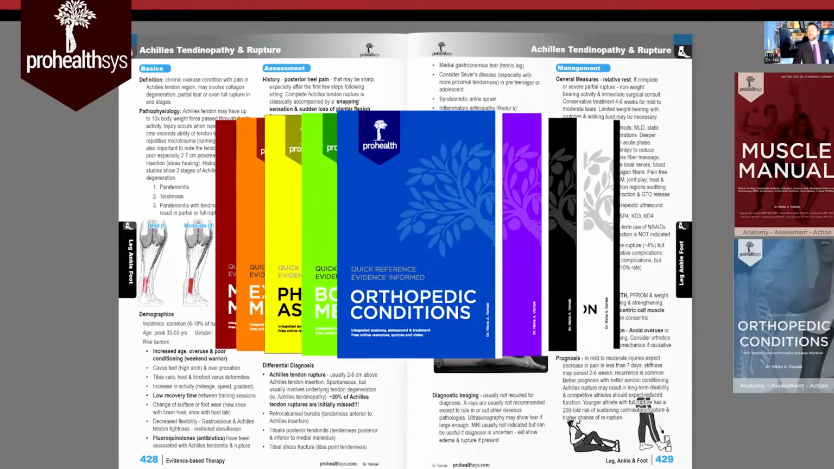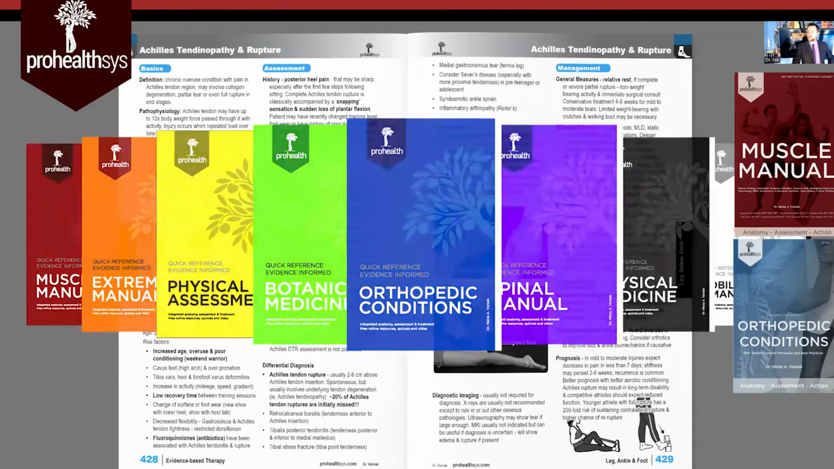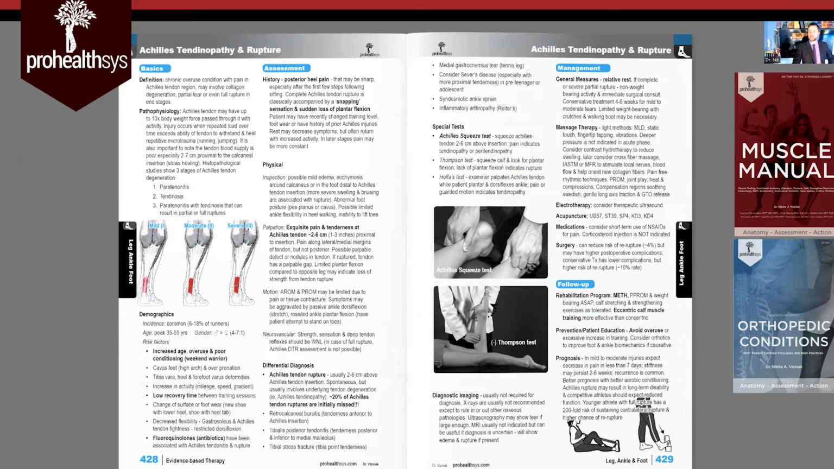Achilles tendinopathy and rupture. But I got to turn off some of these tunes here in the background. A little bit of Kygo going on.